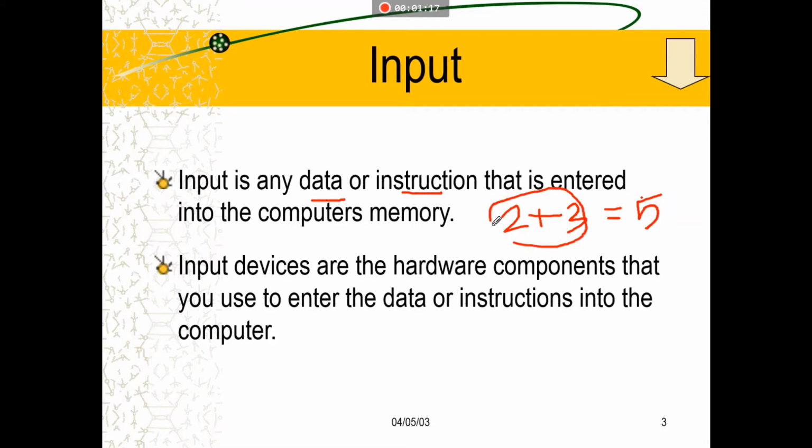So this is the input device, and we are giving the input to our computer. Computers don't have any brain. They don't know what to do by themselves. So we give them the instruction, and they just follow whatever we give and give us the output. Input devices are hardware components, like the keyboard and the mouse. These are a few input devices that you use to enter data or instruction into the computer.